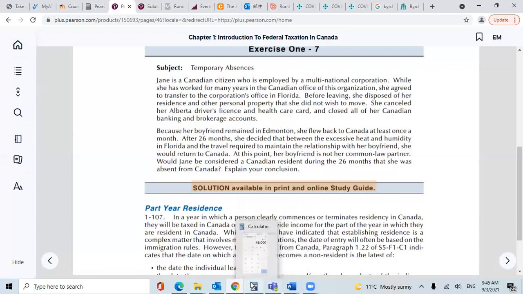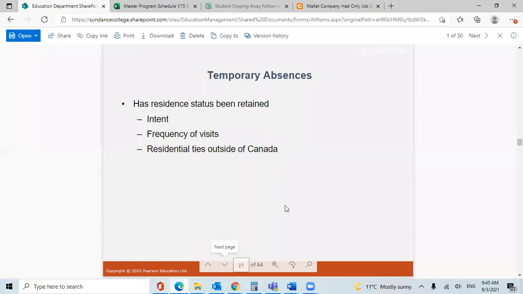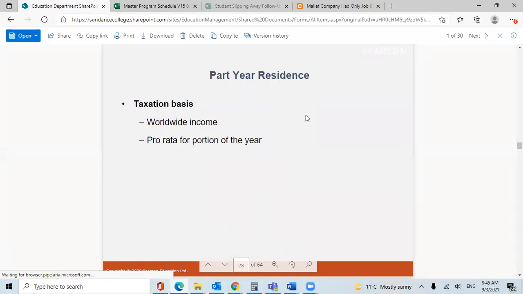Now, we are going to the next part: the part year residence. Part year residence taxation basis. Part year is a year in which a person terminates residence in Canada. They will be taxed in Canada on their worldwide income for the part of the year in which they're resident in Canada.